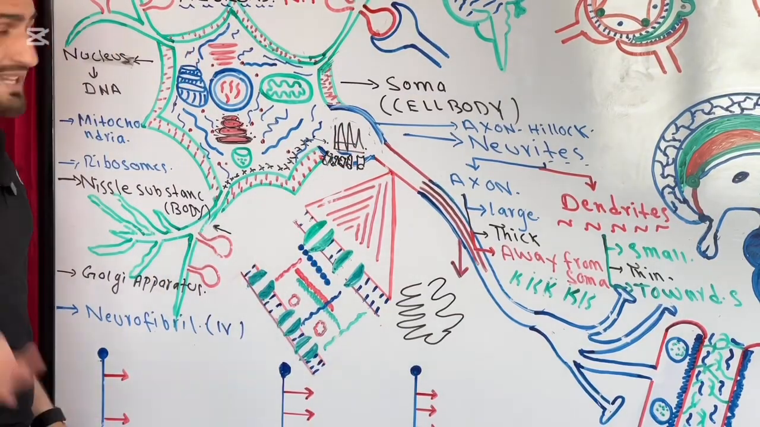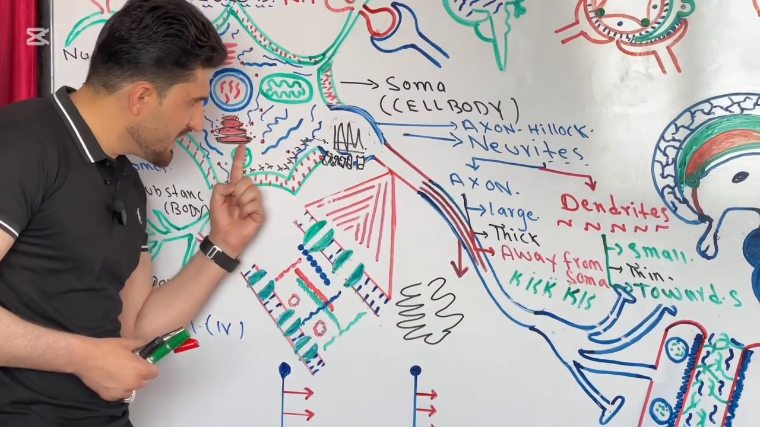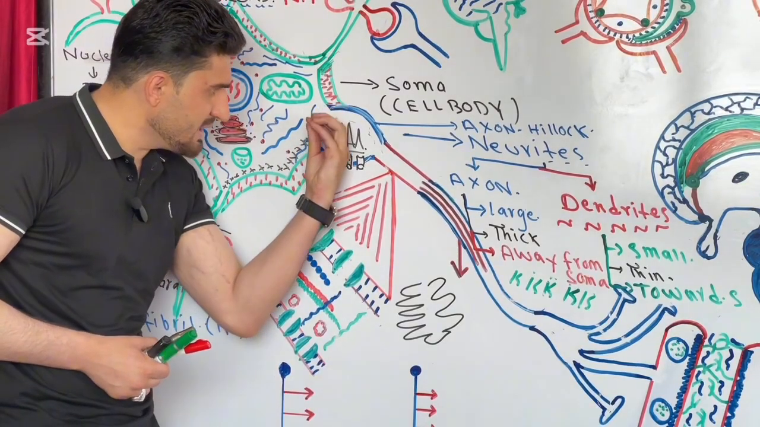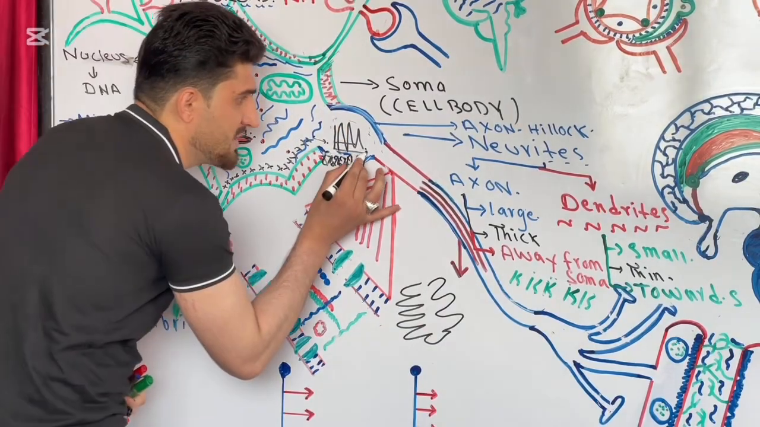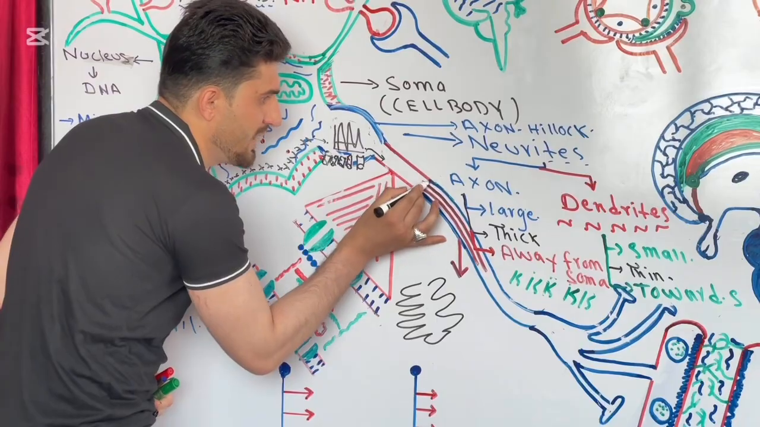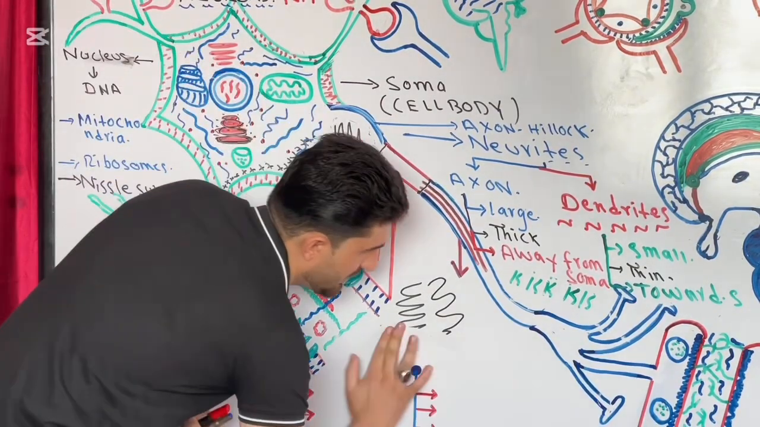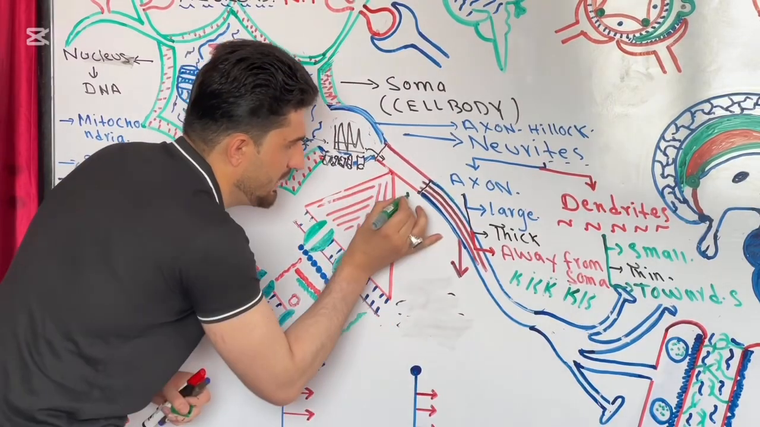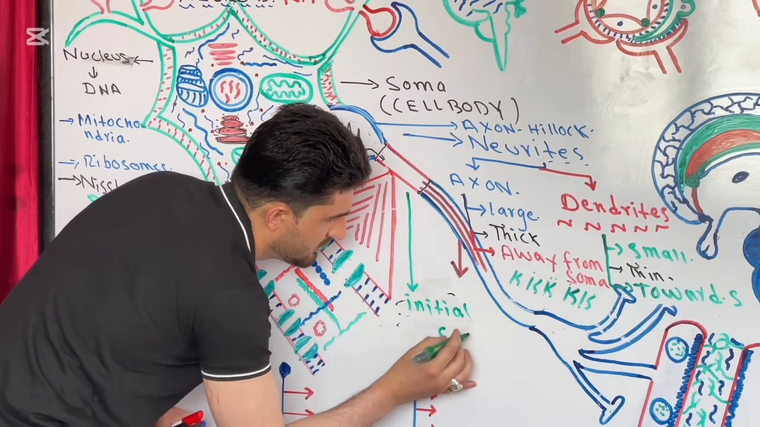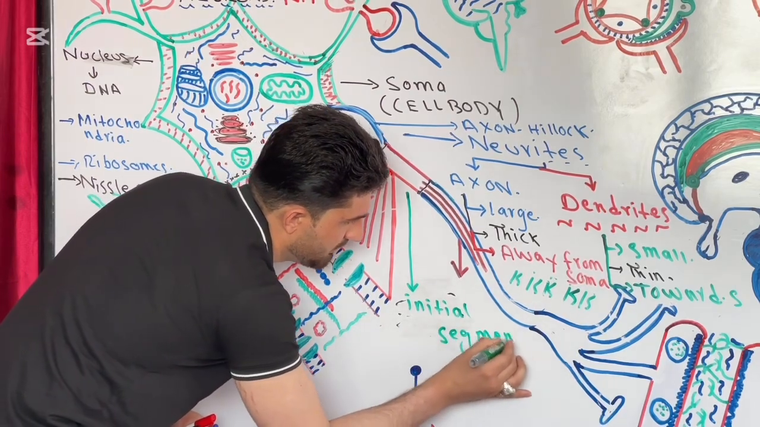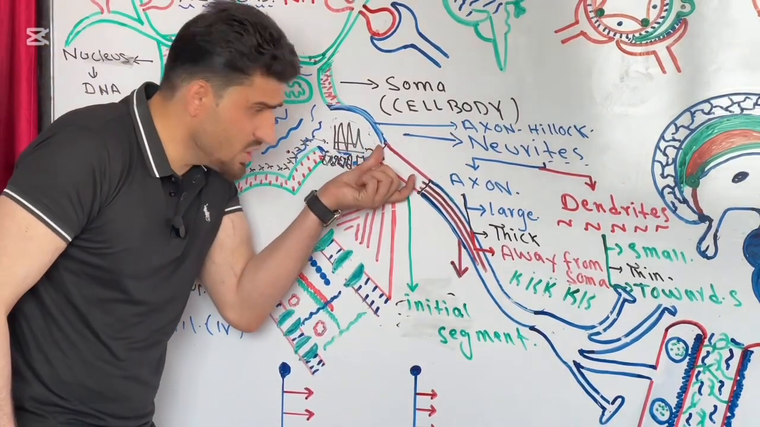So the first point where the depolarization and repolarization starts in an axon is the axon hillock. But in some books they say that no, these passive charges come here and summate, and after this area there is another area, this red area, which is called the initial segment. Don't mind my spelling.